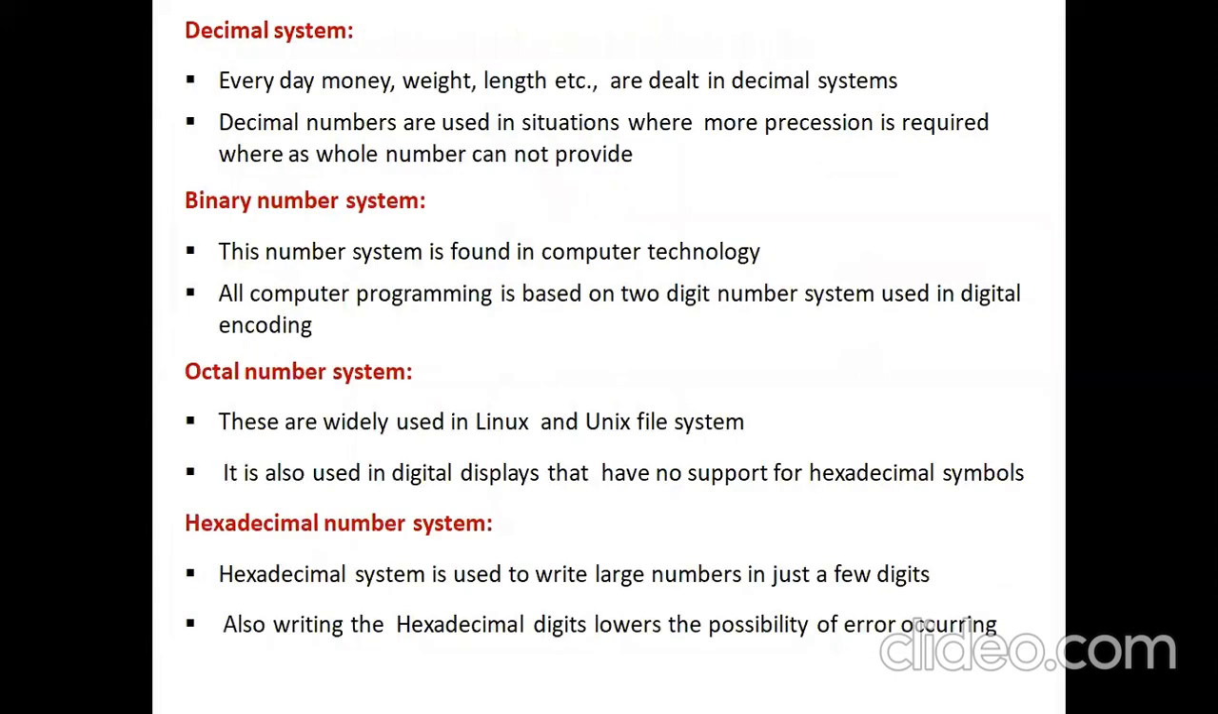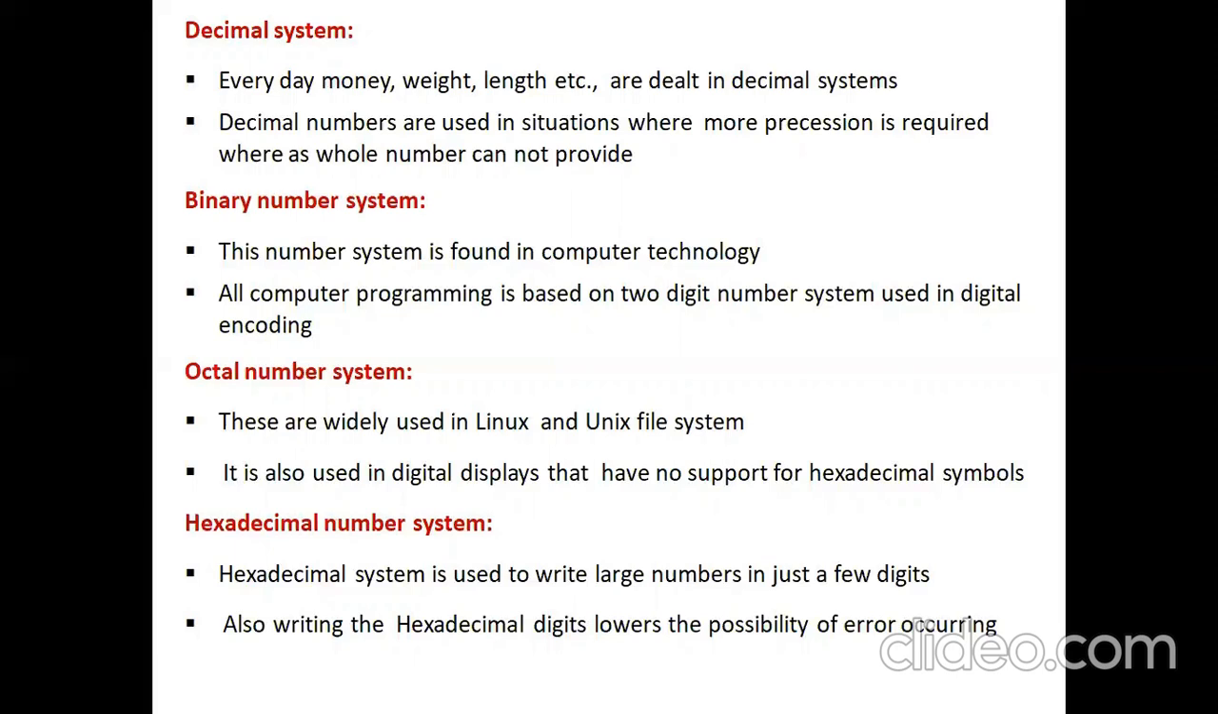So next is the decimal system. What is the importance and application of these number systems we are discussing over here? Here the decimal system: every day, money, weight, length, etc. Whatever we are dealing with in real life is done in the decimal system. Decimal numbers are used in situations where more precision is required, whereas whole numbers cannot provide it. We cannot completely depend on whole numbers in daily life activities, because there should be more precision, and we need to go for the decimal system.